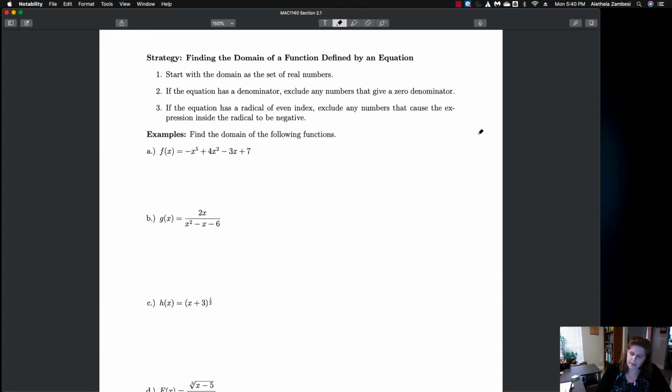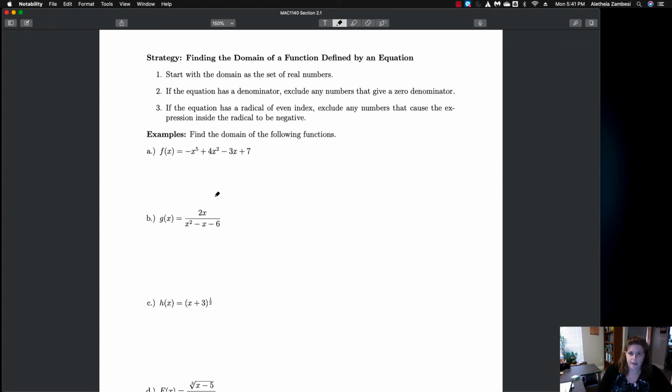So if I'm looking at these functions, the first one, f of x is equal to negative x to the 5th plus 4x squared, and so on. I don't have any fractions, so no denominators. I don't have any roots. So this is an unrestricted all real numbers domain.